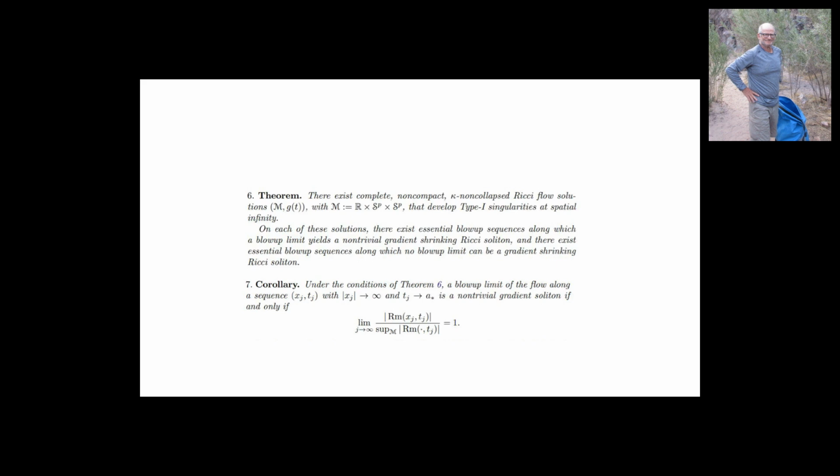And we have a corollary as well, which shows that under the conditions stated in the theorem above, there's a blowup limit of the flow along a particular sequence going to infinity. This is a non-trivial gradient soliton if and only if we have this particular equation for the limit of these remaining curvatures. So we use this to distinguish those subsequences which form a gradient shrinking soliton from those which do not.